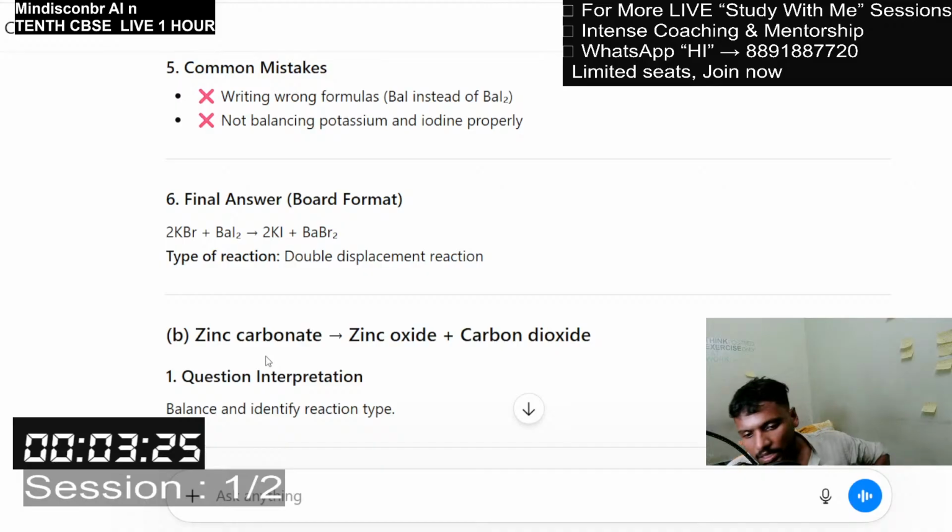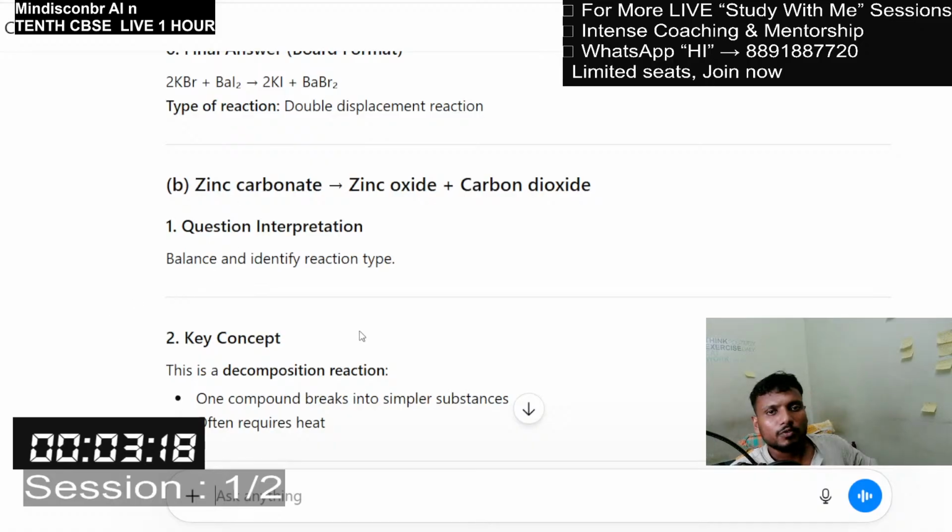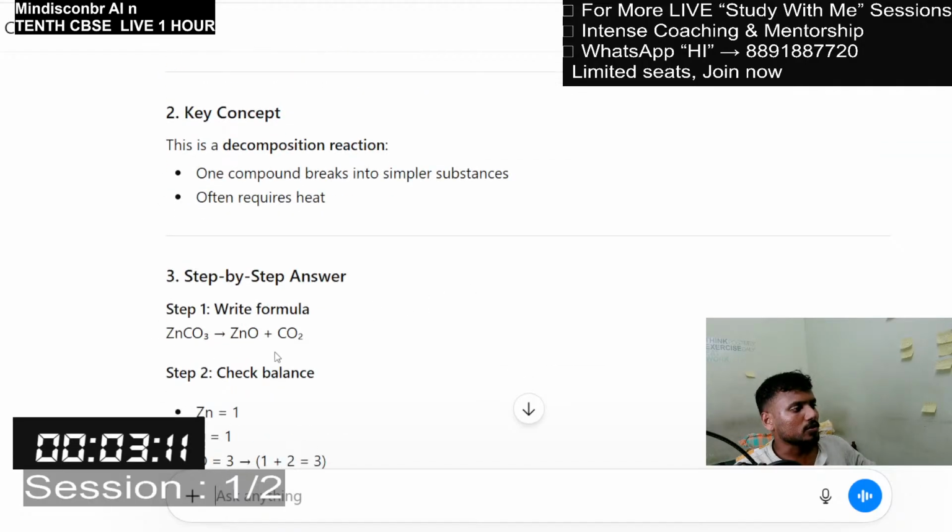Second is zinc carbonate, which on decomposition gives zinc oxide plus carbon dioxide. What is the formula for zinc carbonate? ZnCO3, zinc oxide ZnO, and carbon dioxide CO2. So ZnCO3 on decomposition gives ZnO plus CO2.